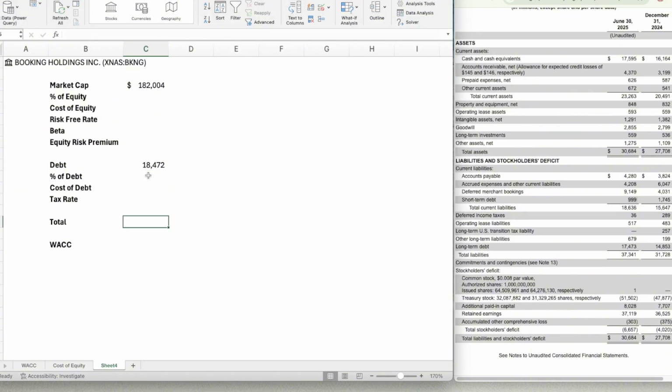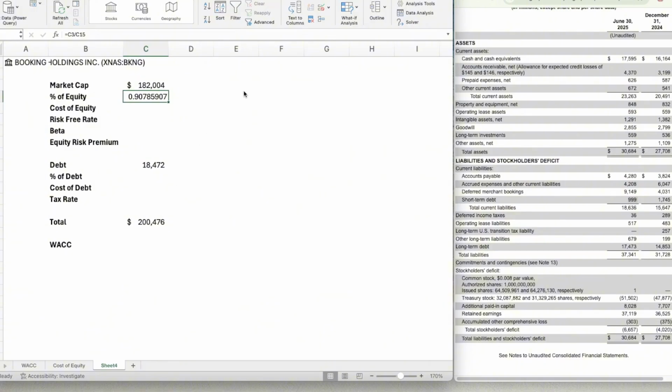And now we can get our total. So we do the market cap plus the debt. And to get the percentage of equity, we take the market cap divided by the total.